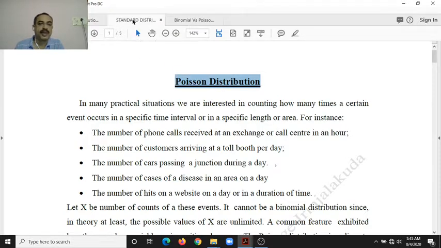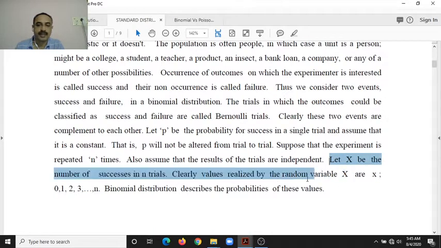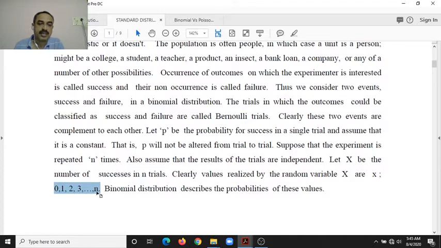Earlier, we discussed binomial distribution in detail. There, a random variable x represents number of successes in n trials. That means if you have a random experiment in which occurrence of some outcomes were regarded as success and their non-occurrence regarded as failure, and the experiment is repeated n times, and we introduce a random variable x representing number of successes in n trials, then x has values 0, 1 to n, and its probabilities are given by this binomial distribution.